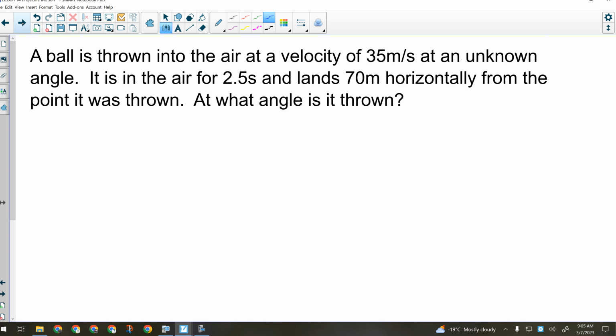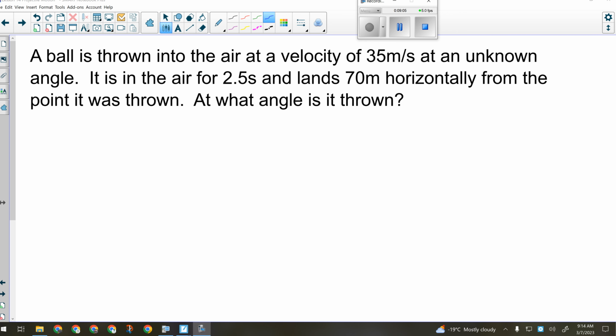Here's one that's a little bit different. Now, you're looking for the angle that the ball is thrown at. You're still going to be doing a lot of the same steps, just in a different order. Give you a few minutes, see if you can figure that one out. All right, let's have a look at this one.